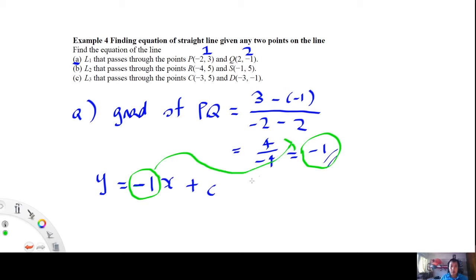Now we have 2 choices. I need to find out what c is, then I'm done. I can substitute any of the points inside. Whether I pick point 1 or 2, they will both give me the same answer. Let me try point P. When you need to find c, I repeat, you just pick any one of these points and substitute it in.